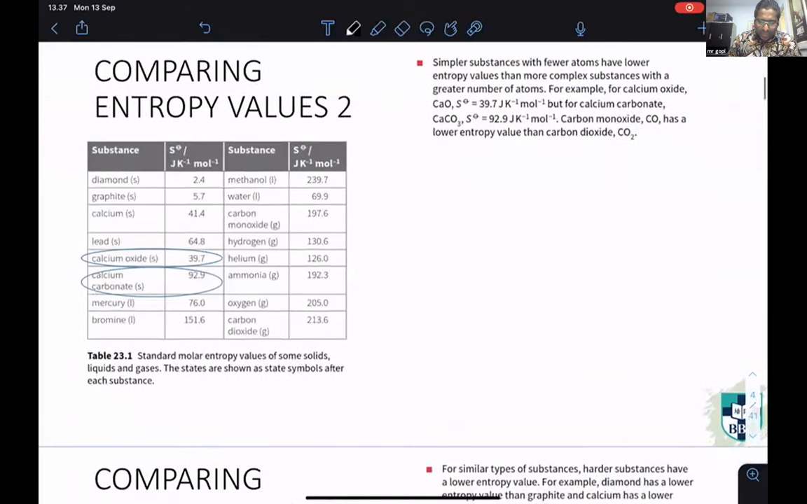Second thing is that simpler substances with fewer atoms have lower entropy value. For example, if you compare carbon dioxide and carbon monoxide, carbon dioxide has more atoms, so we consider that it has more possibilities of arrangement. Both of them are gas. So if I want to compare, the entropy of carbon dioxide is going to be higher, because of the greater number of atoms. That is another factor that you can weigh in when you compare the entropy values.